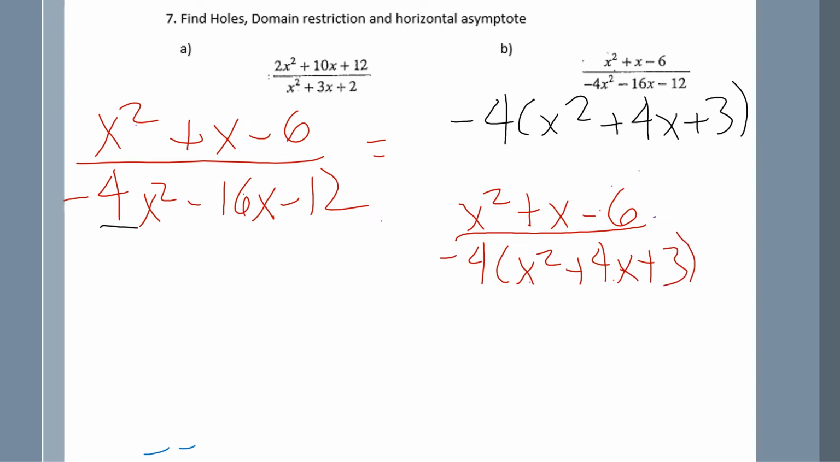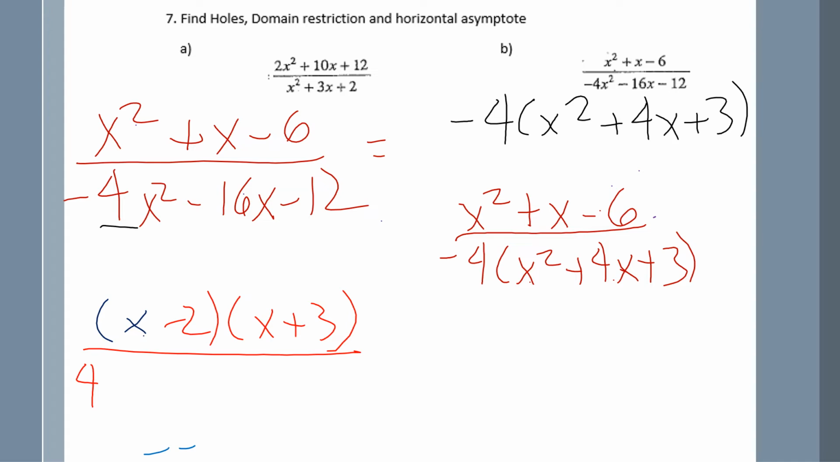Let's go ahead and do this. So when I factor this, it should be x minus 2, x plus 3 over x plus 1, x plus 3. I lost my train of thought here.